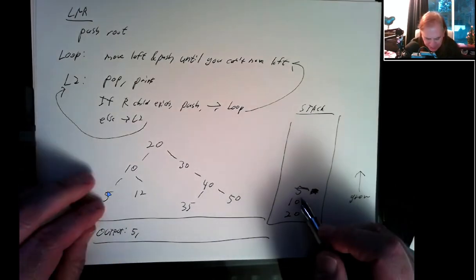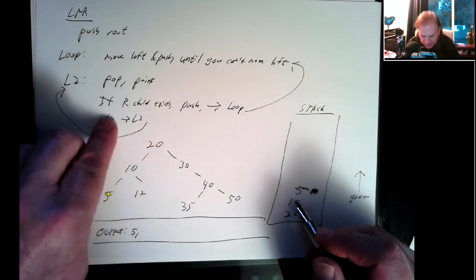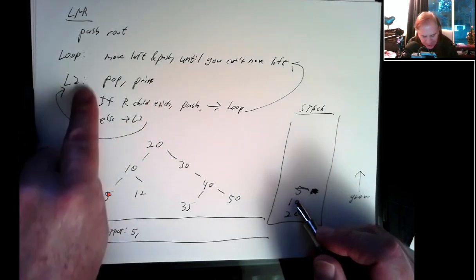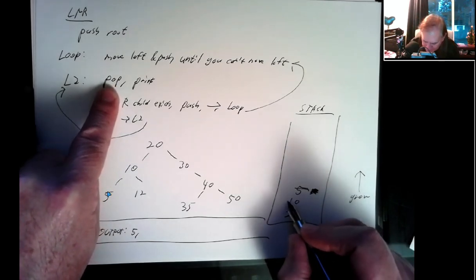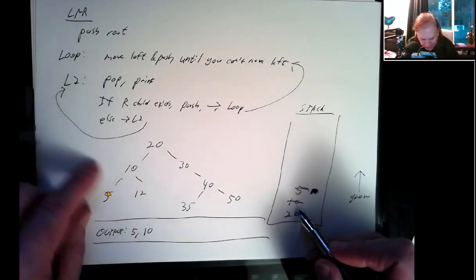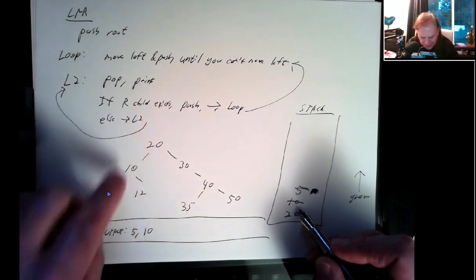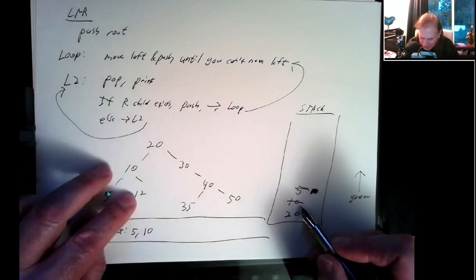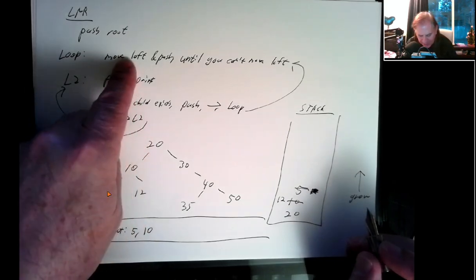Alright, we popped off the 5. If the 5 had a right child, we would push it and go back up to loop, but there's nothing to the right of 5. So we go back to L2, which says pop the top of the stack. So that pops off the 10 and we print it. If there's a right child, push that on the stack and go back to loop. Well, 10 does have a right child, which is 12. So we'll push a 12 onto the stack and we go back to the loop.